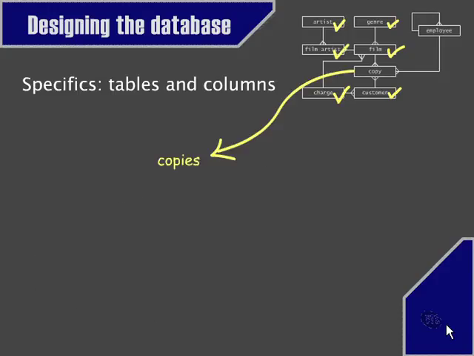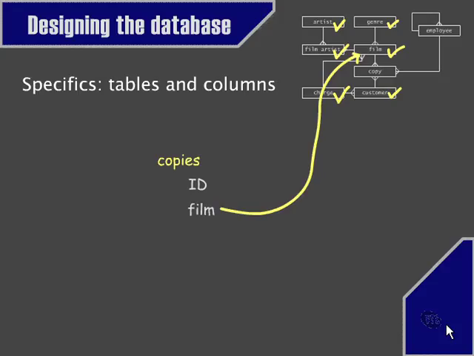Now we're going to look at another central entity within the entity relationship diagram, and that's the copy. I'm going to translate this into the copies table. We're going to once again use an auto-incrementing primary key. That's the ID field. We're going to have a film column, and that's going to relate to the ID column of the films table. So that creates the relationship there.